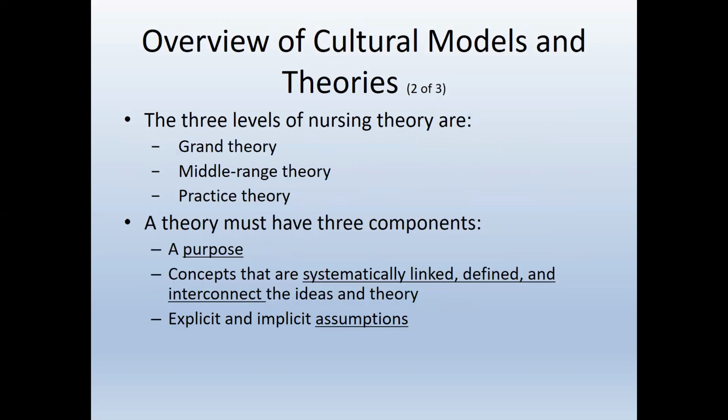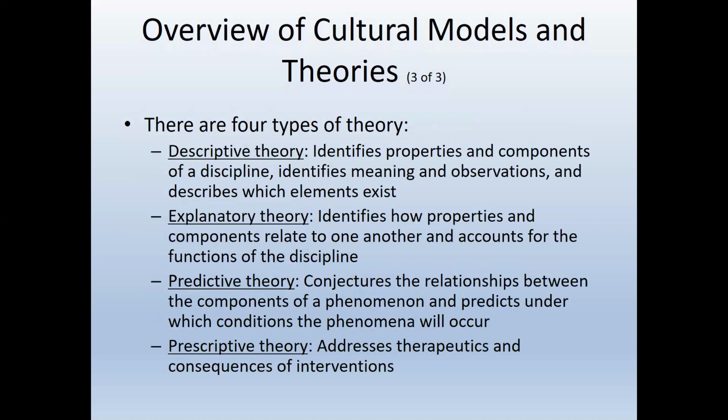The 3 levels of nursing theory are grand theory, middle range theory, and practice theory. Remember that in any particular phenomena, including culture, we can have these 3 levels of theory within them. The theories have these components. They have a purpose, they have concepts that are linked, and they have assumptions that are either implied or explicitly stated. There's 4 types of theory.